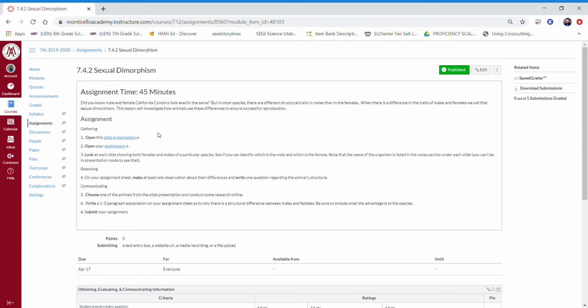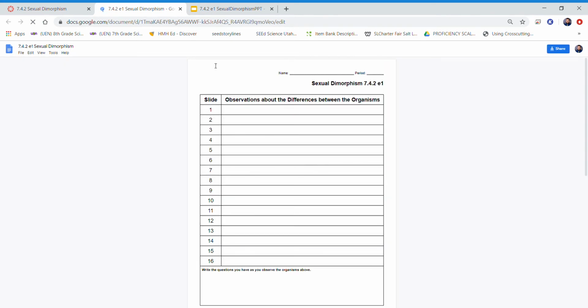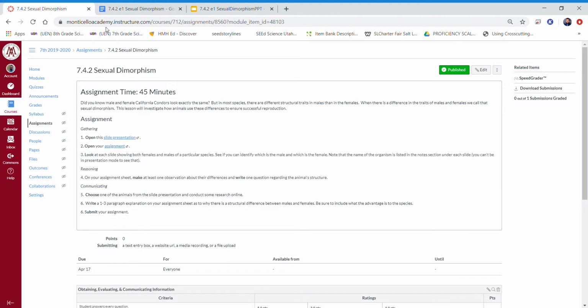Okay, so for this one, we're going to need to open up a couple of links. One for this slideshow presentation, and then one more for the assignment. Step number 3. Look at each slide showing both females and males of a particular species. See if you can identify which is the male and which is the female. So we're kind of guessing. Note that the name of the organism is listed in the note section under each slide. You can't be in presentation mode to see that one, so just so you know.